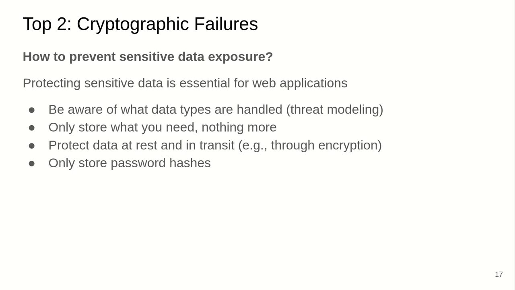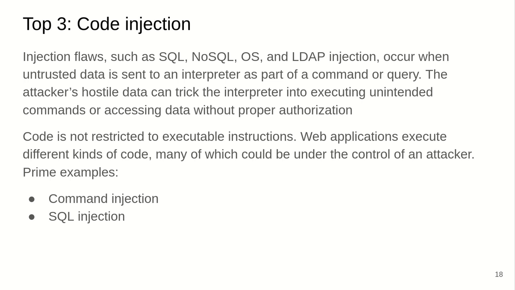The next top item is code injection. That's going to be the item that we're going to spend most of the time on. Code injection is a very common attack vector. This used to be the most common attack vector in application security, as we discussed earlier in this class. And it is one of the top attack vectors for web applications, as we'll see.